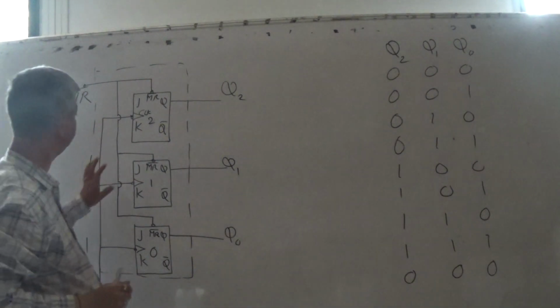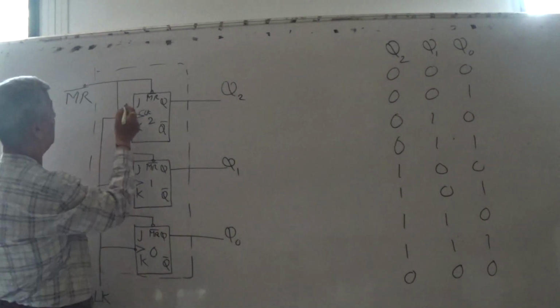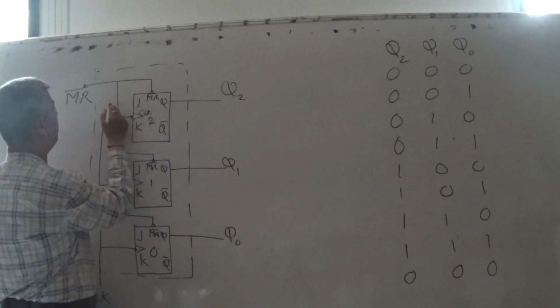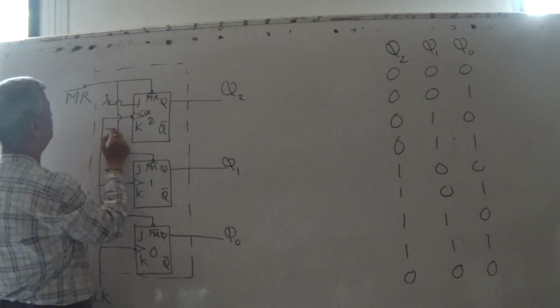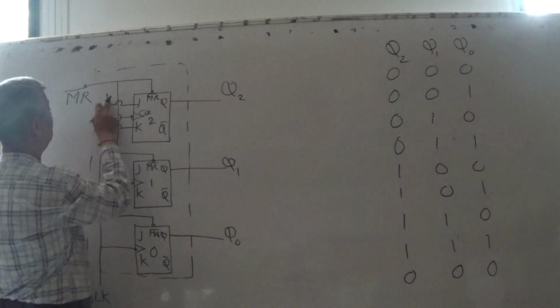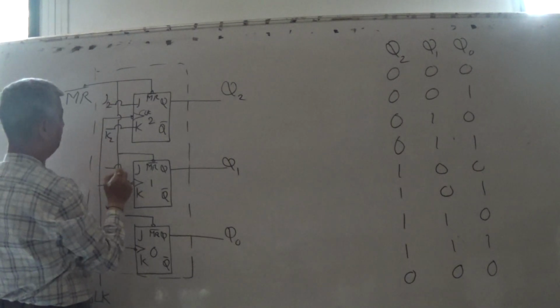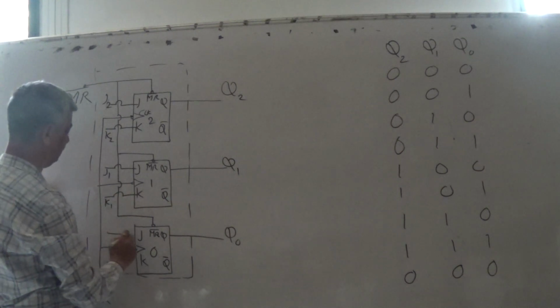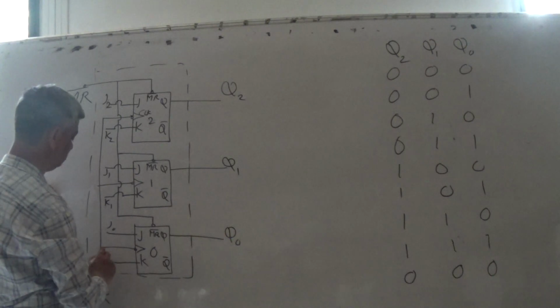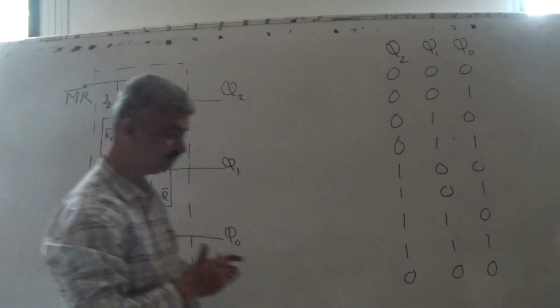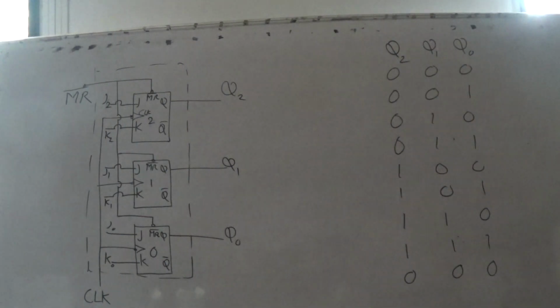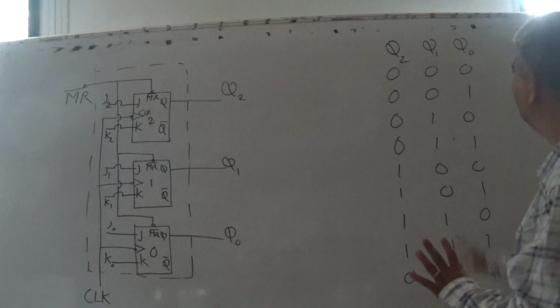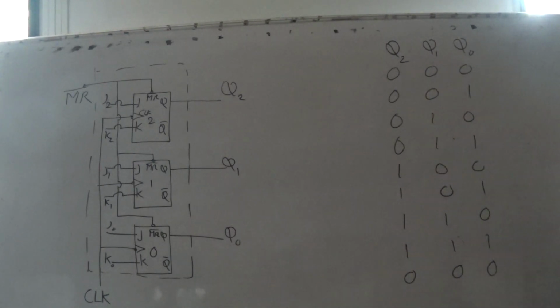So in this case now, this J I will bring out and call J0. This I will bring out and call J2, K2. This I will call J1, this K1, this J0 and this K0. So what is to be done is how the values J0, K0, J1, K1 and J2, K2 should be given so that this operation is observed on the outputs of these flip-flops.